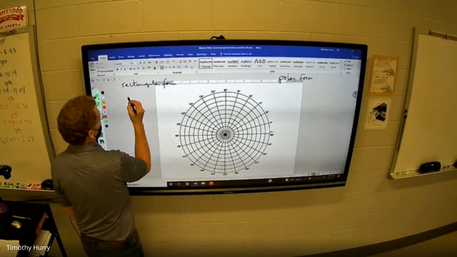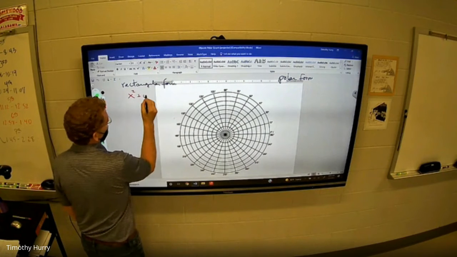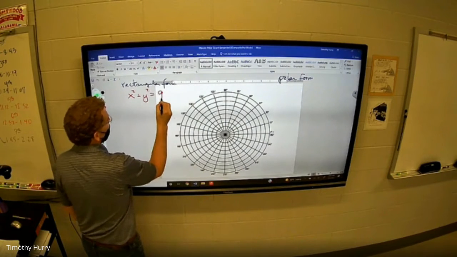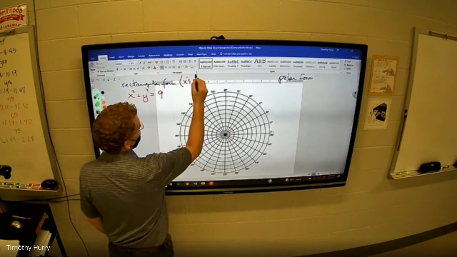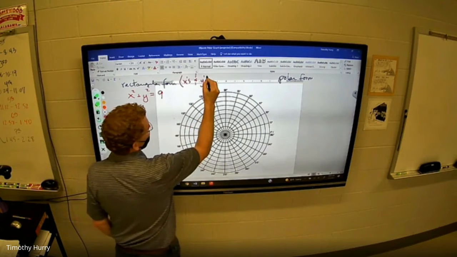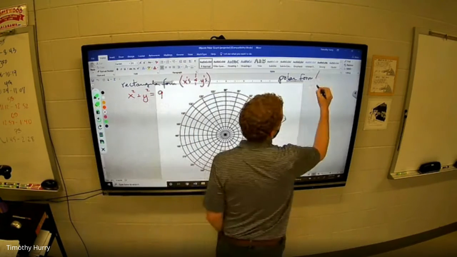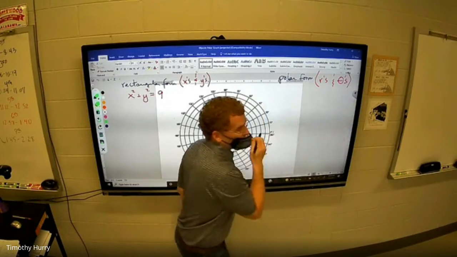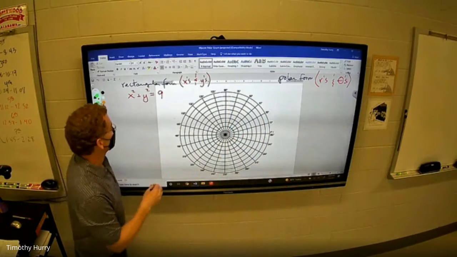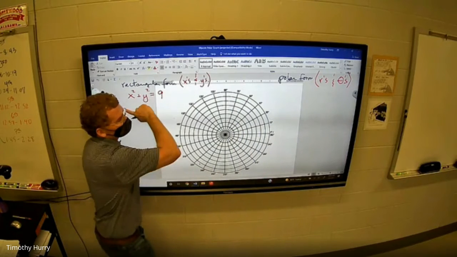What if I started with something like x squared plus y squared equals 9? Now, again, rectangular form uses x's and y's. Polar form uses r's and thetas. What could you do to change this into polar?